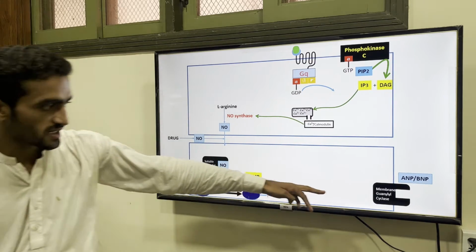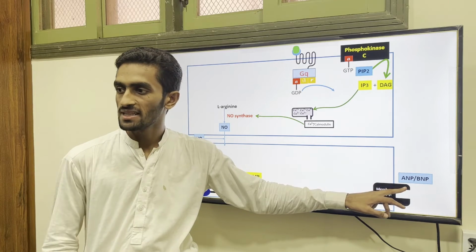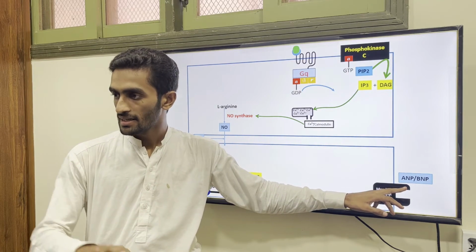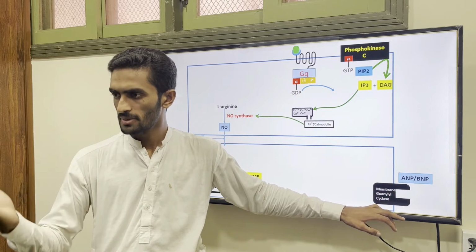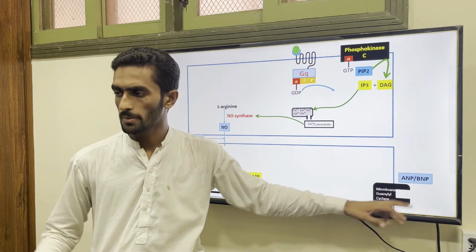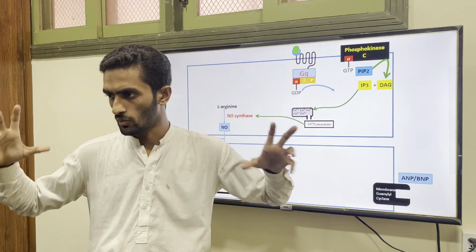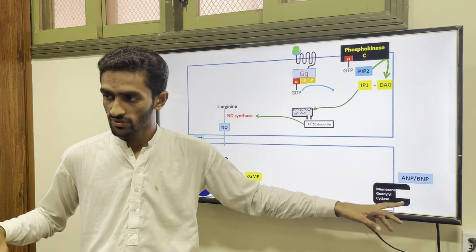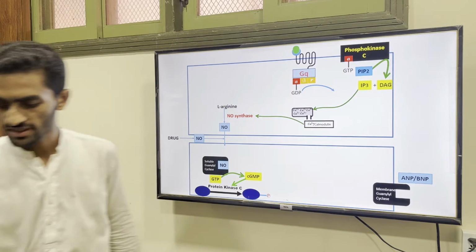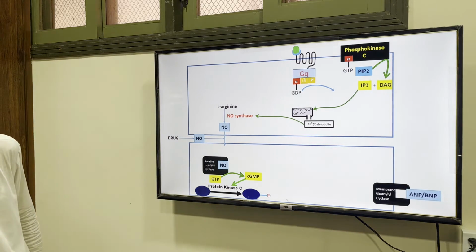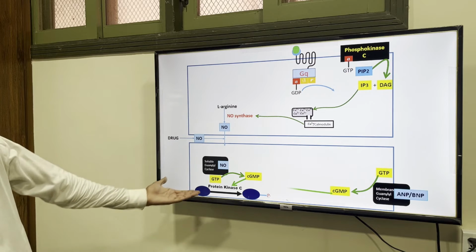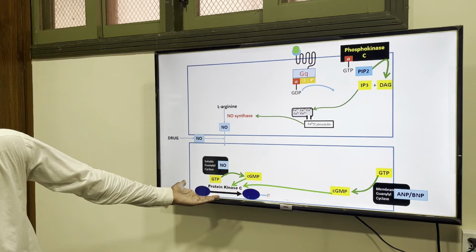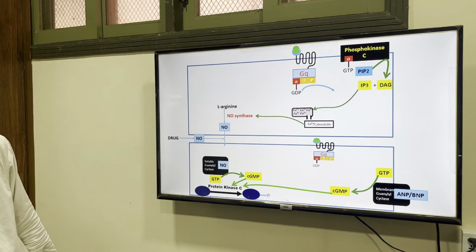If you look at the membrane guanylate cyclase, it is actually activated by ANP or BNP, atrial natriuretic peptide, or B-type natriuretic peptide, which is one of the hormones coming from your heart. So they use this pathway. When ANP or BNP attaches here, the same function occurs: GTP is converted into cyclic GMP. This cyclic GMP activates the protein kinase C. Okay.